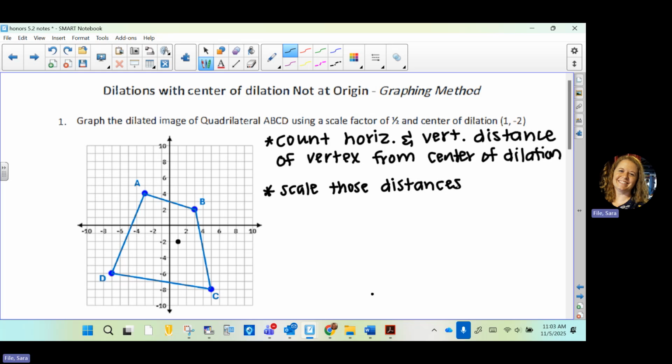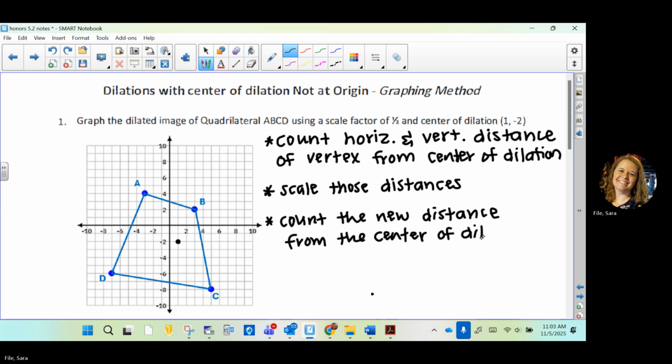So I'm going to figure out those distances. I'm going to multiply them by the scale factor. And then I'm going to count the new distance. Very important is that it's from the center of dilation. What I had people doing last class when they were practicing, they were getting the first 2 steps, but then they were counting that new distance from the vertex instead of from the center of dilation. Okay, so I'm going to go through this with you.